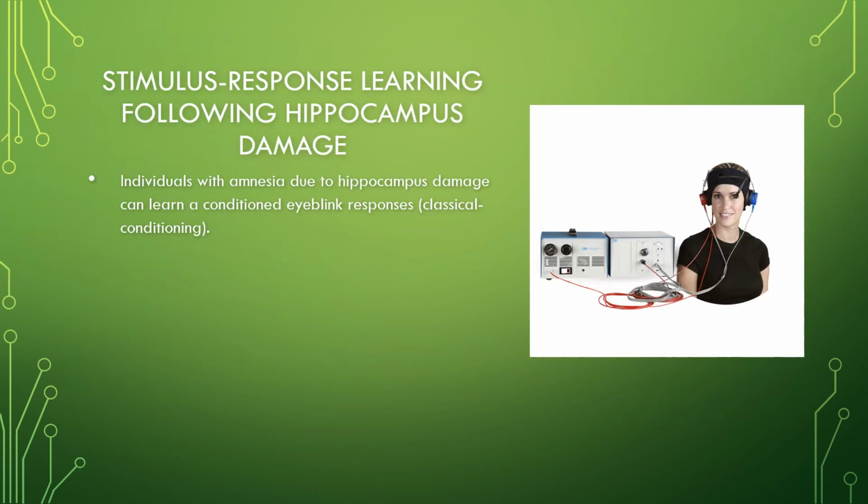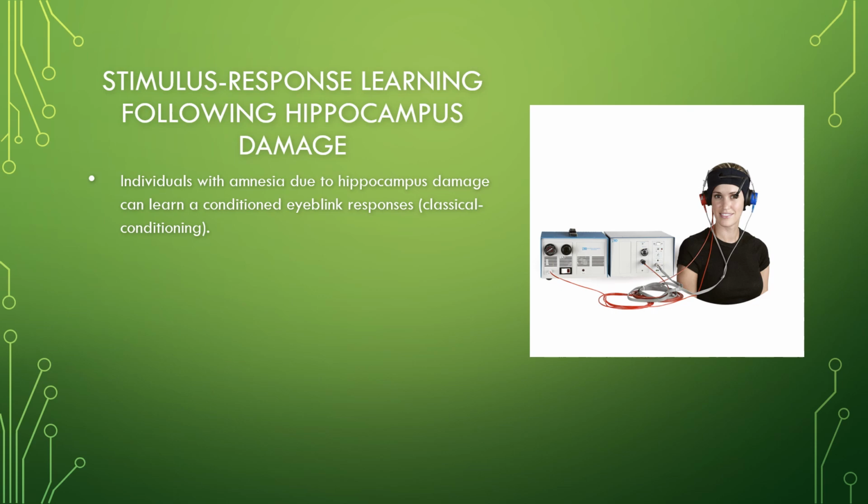So one of the things that I've been saying is that we should consider the brain as a series of separate systems. And if you remember, one of these systems we talked about is involved in stimulus response learning. And something that's kind of interesting is that individuals with hippocampus damage are still able to perform these stimulus response type of tasks very well.